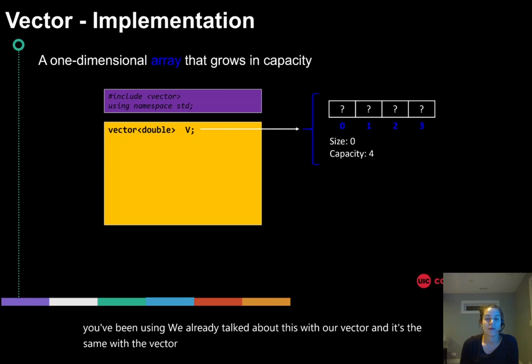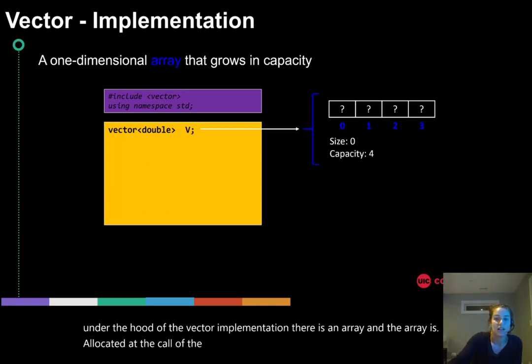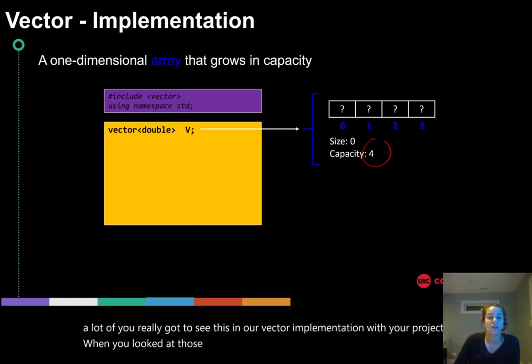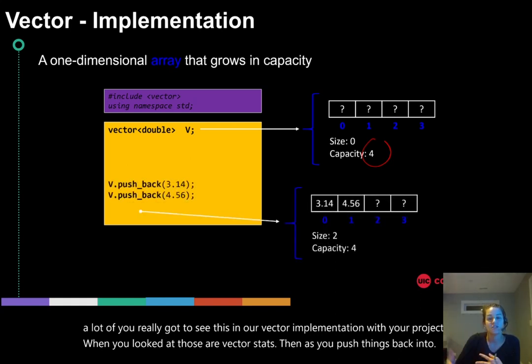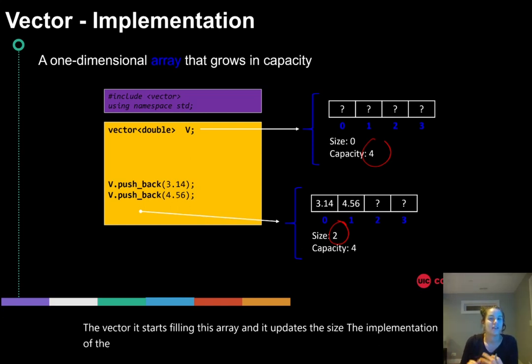We already talked about this with R vector, and it's the same with the vector implementation. It's something that grows in capacity. Under the hood of the vector implementation, there is an array, and the array is allocated at the call of the constructor, and it has to be set to some capacity. A lot of you really got to see this in the R vector implementation with your project when you looked at those R vector stats. Then as you push things back into the vector, it starts filling this array and updates the size accordingly. So the implementation of the vector under the hood is an array.